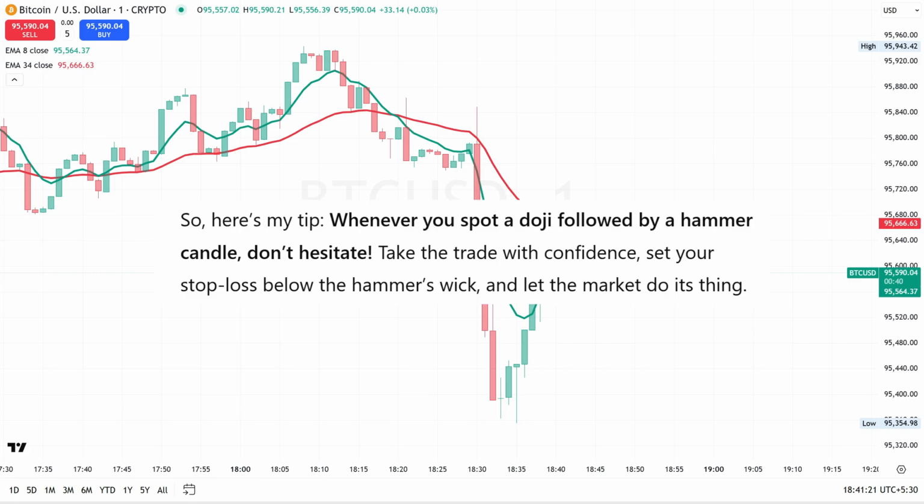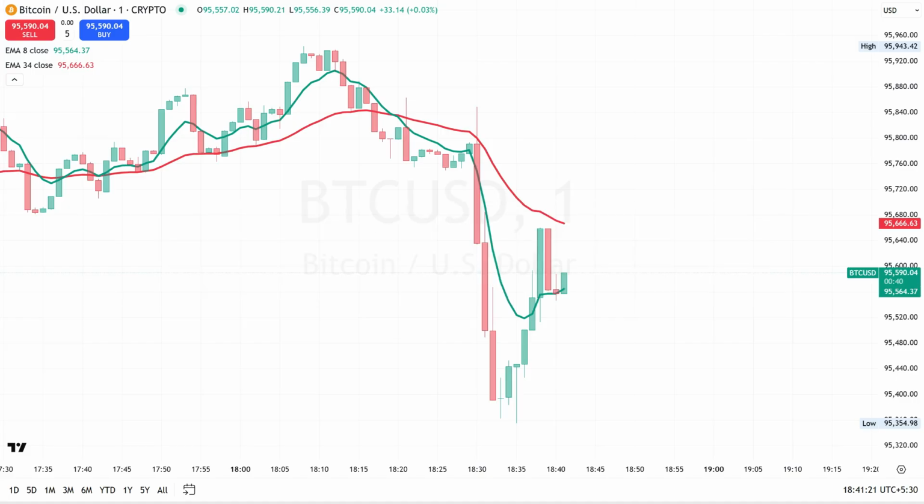So here's my tip. Whenever you spot a doji followed by a hammer candle, don't hesitate. Take the trade with confidence, set your stop loss below the hammer's wick, and let the market do its thing. Trust the pattern, manage your risk, and you'll often find yourself in high reward trades with less stress.